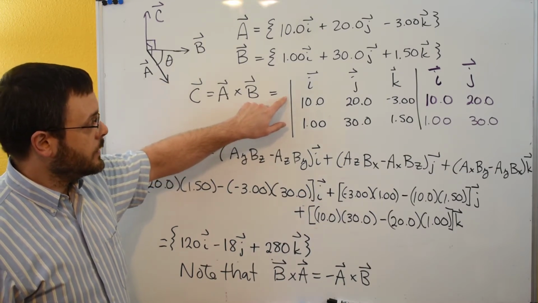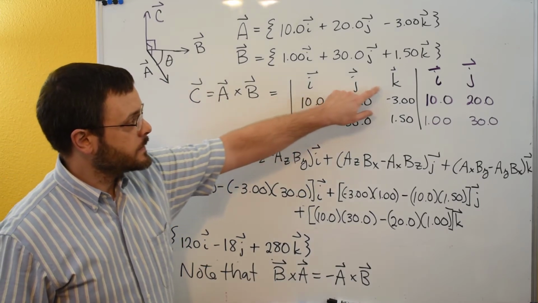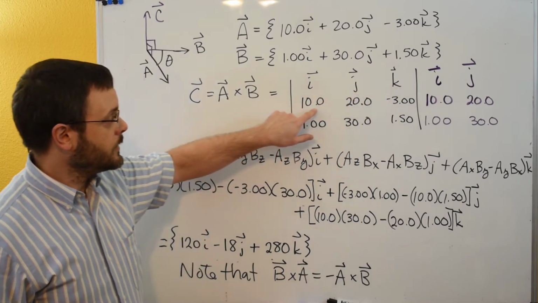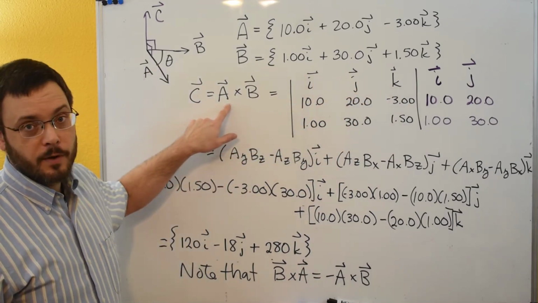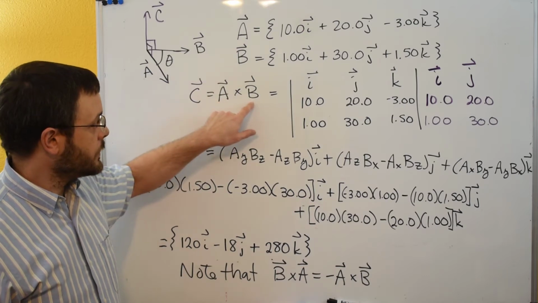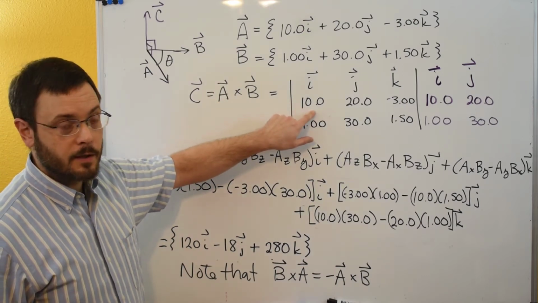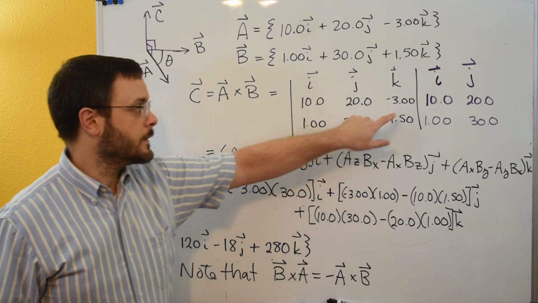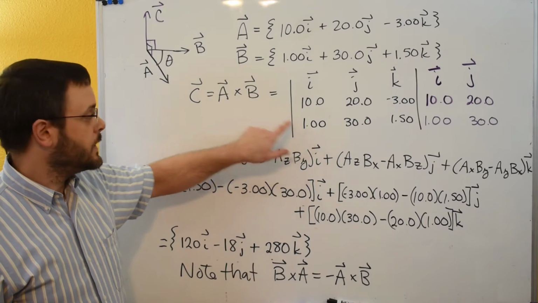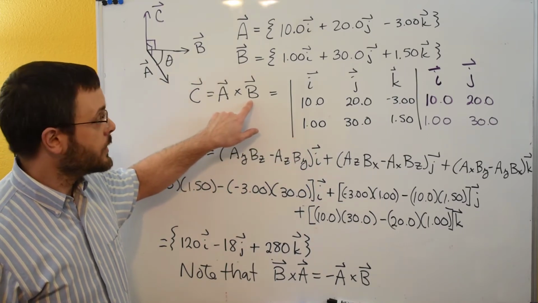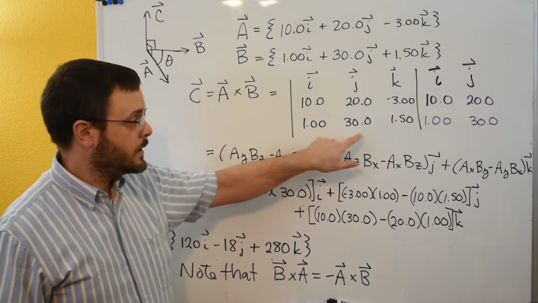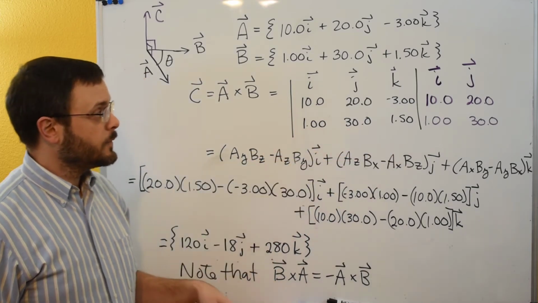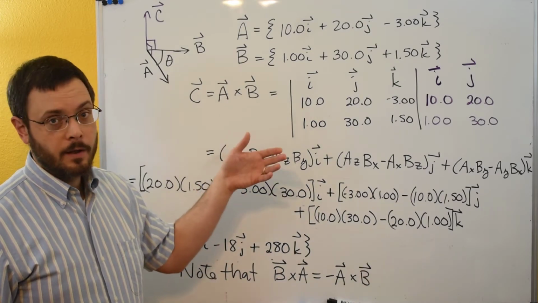And the determinant is the unit vectors as the first row, so unit vector i, unit vector j, unit vector k. And then the second row is your first vector, the one that you're going to do A cross B. So this is vector A, this is the x component of A, the y component of A, and the z component of A. The next row is your vector B, so this is your second vector in your cross product. So this is your x component of B, your y component of B, and then your z component of B.